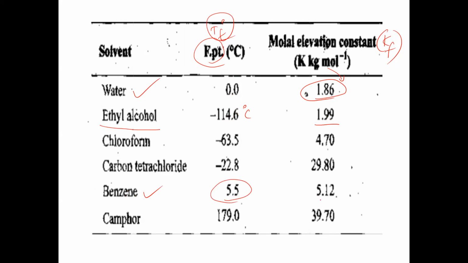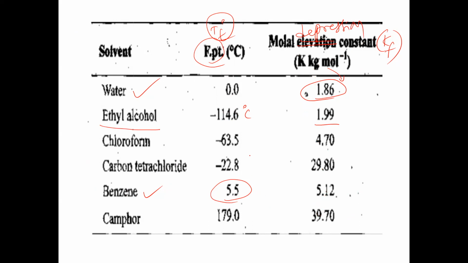And what is the value? Molar depression constant. It is not elevation here, it is depression. So the molar depression constant here is 5.1. This way we have to remember the Kf values of different substances. We need not remember them, as we can use a formula.